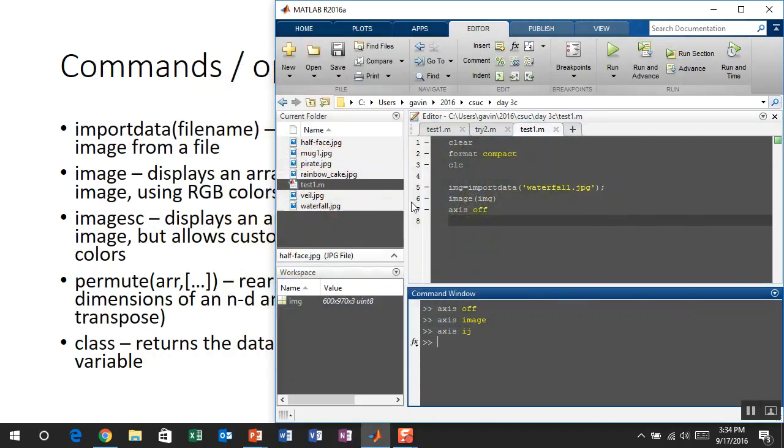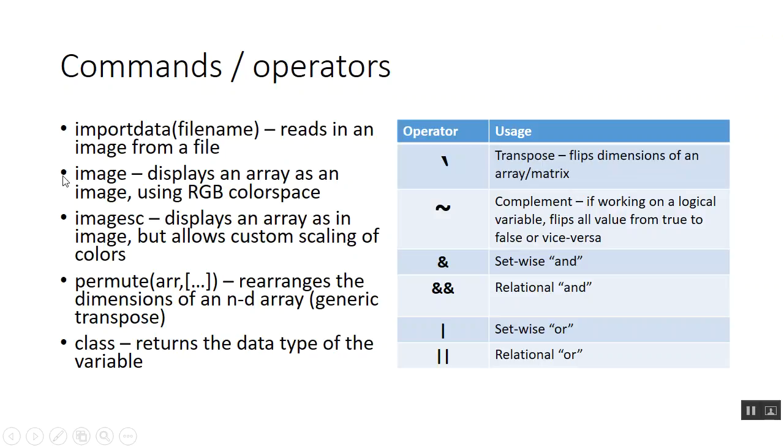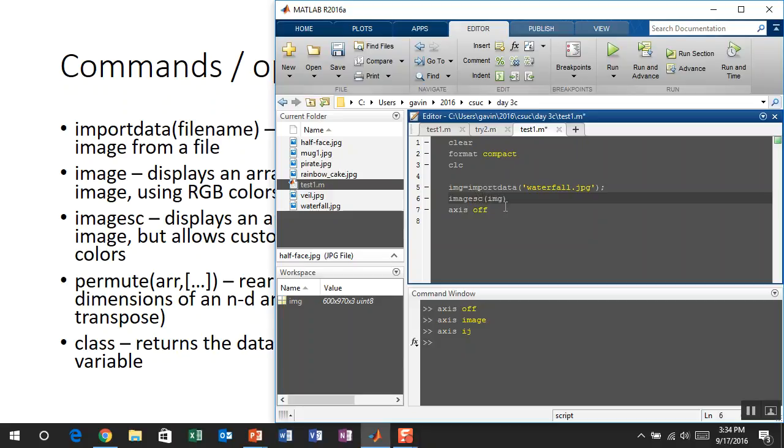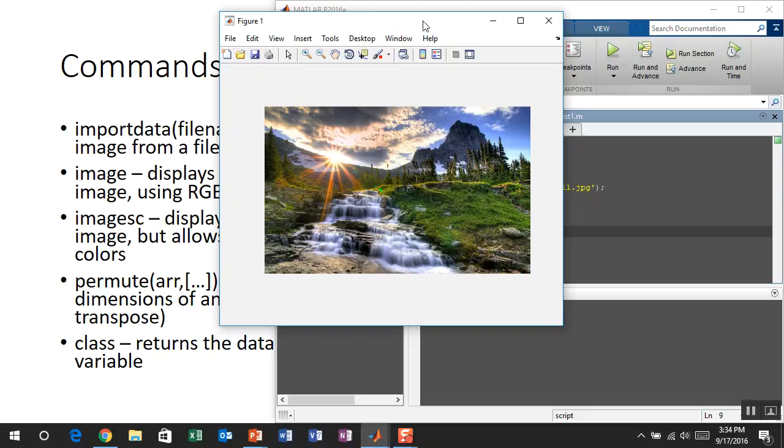Okay. Now what's this image? So image as a command just displays RGB colors, or RGB images. imagesc gives us a little more control. And what's really useful if we're talking about something that, well, let me show you. Let's use imagesc, and we'll put axis image, axis ij. Okay, this looks about the same, right?